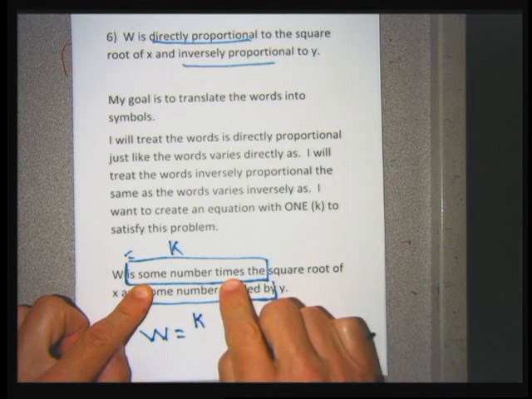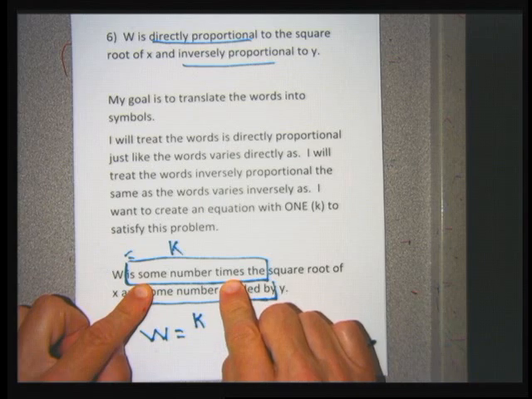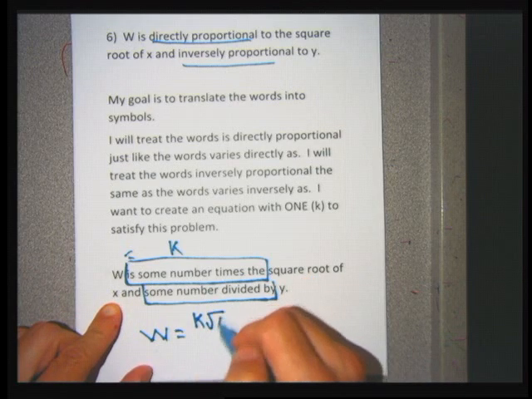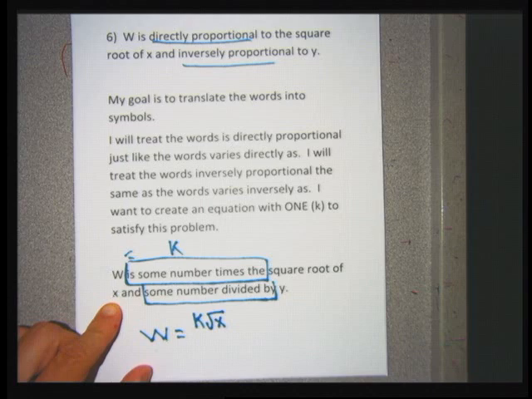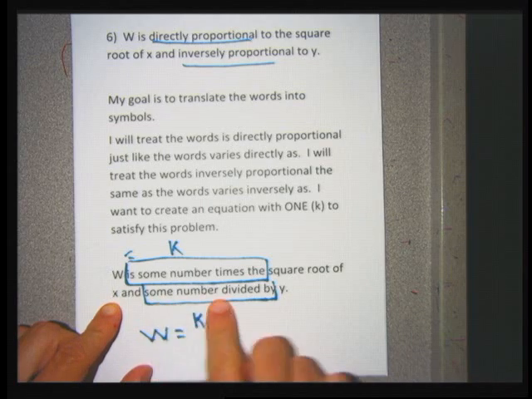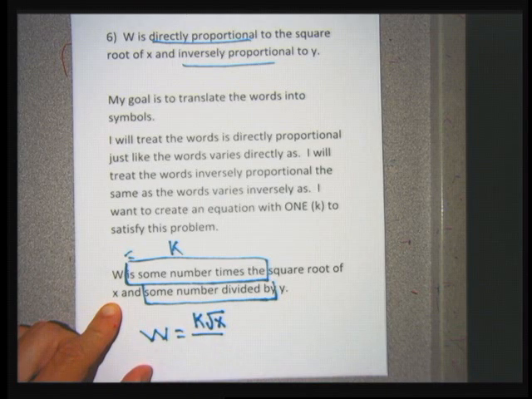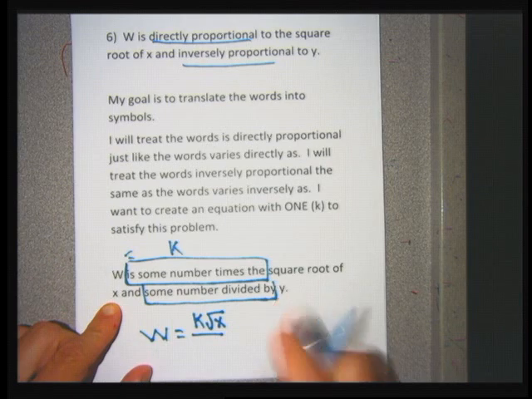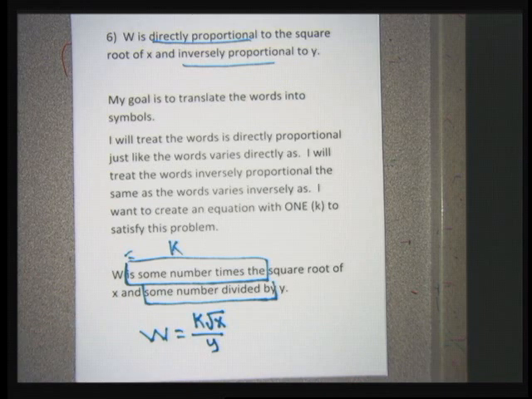For the times, I don't need a times sign, so I'm not going to write one. After the k, I'm going to write the square root of x, which is an x under a radical symbol. And then I have the divided by, and after it I just see the letter y, without any words that imply it needs a radical or an exponent. So there would be the answer that number 6 is looking for. W equals k times the square root of x over y would be the perfect answer for number 6.